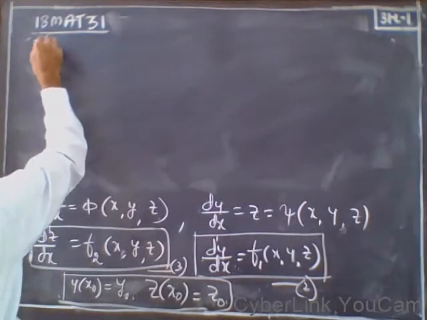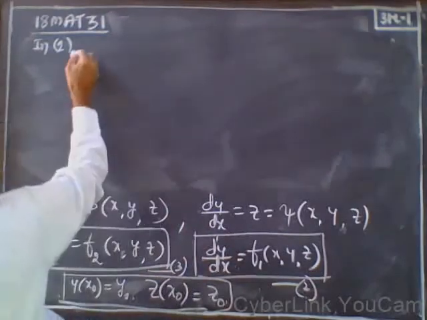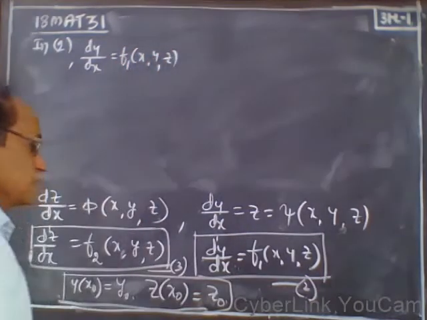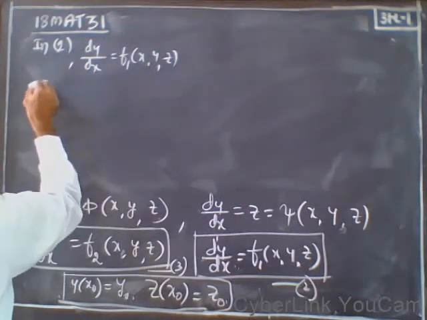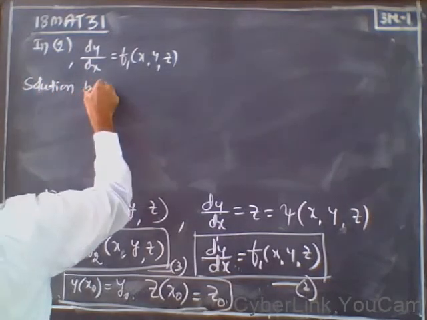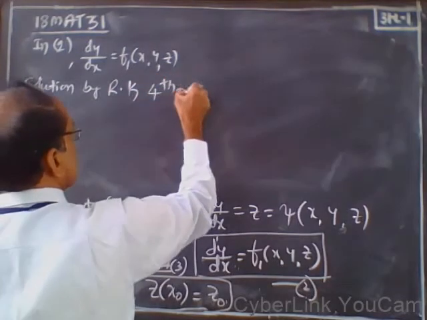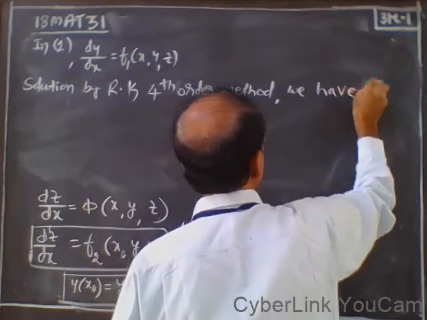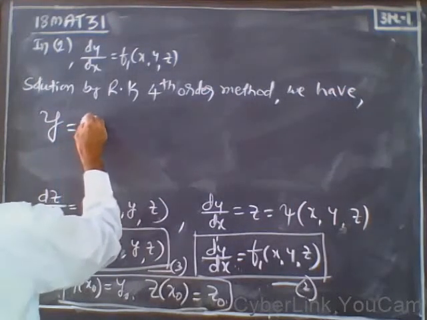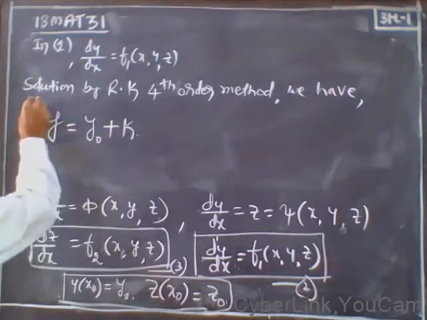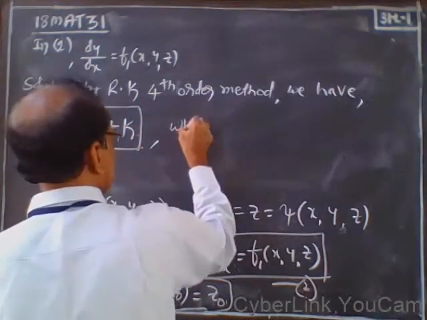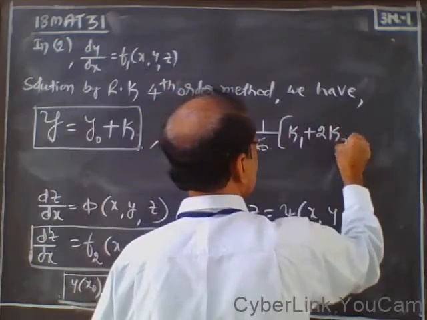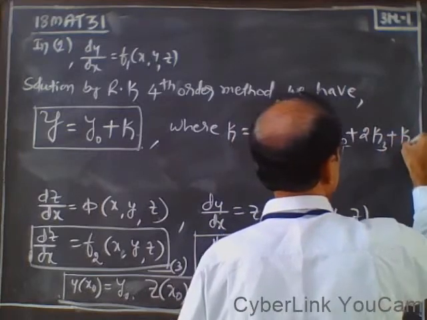In equation 2, it is dy by dx equal to f1 of x comma y comma z. Then what is the solution for this? We write the solution by the Runge-Kutta fourth order method. We have y is equal to y0 plus k. This is the simple equation, where k is equal to 1 by 6 multiplied by k1 plus 2 times k2 plus 2 times k3 plus k4.